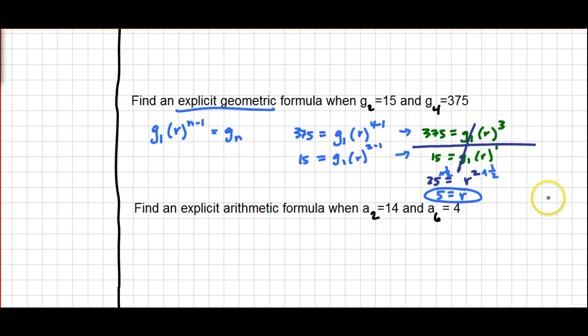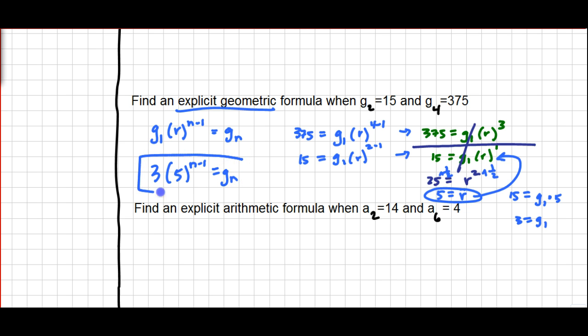I still need to find g sub 1. So if I plug r back into one of my equations, it doesn't matter which one you use, but I would pick the bottom one here because it's going to have smaller numbers to work with. So I've got the 15 there, g sub 1 I don't know, and I just filled in the r of 5. It's 5 to the 1, which is still 5. And what times 5 is 15? Well, I know that by heart. That's got to be a 3. So g sub 1 has to be 3. And now I have my formula. Make sure you set it equal to something in order for it to technically still be a formula.